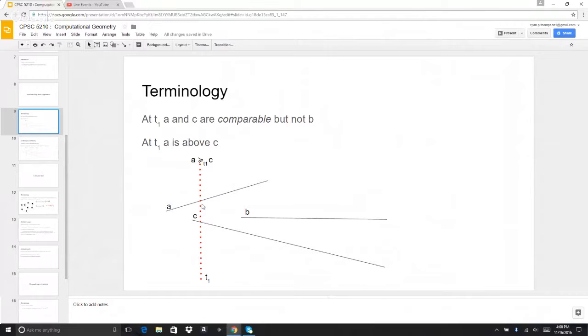Line A intersects the line above line C. So A is above C. And this is the terminology here. This symbol is the above, and the T1 designates at what time interval this occurs. So if we had another time segment out here, you would have a different intersection. You'd have different line segments to compare to.